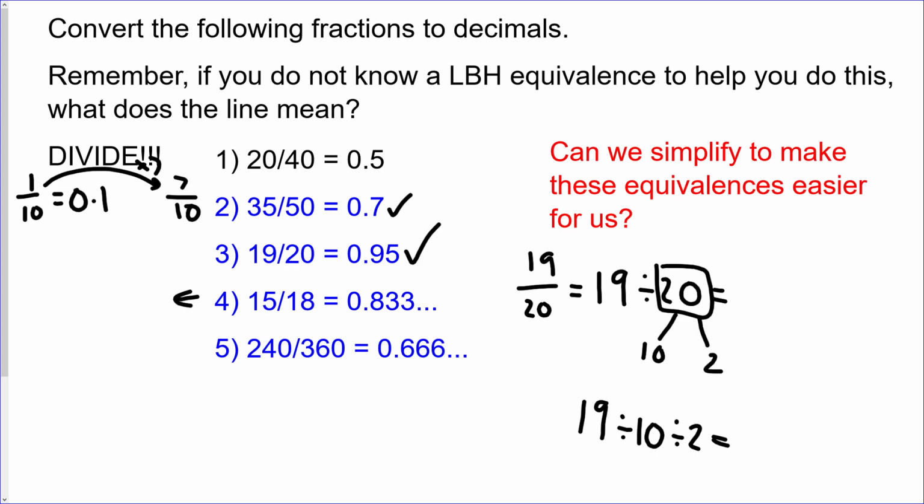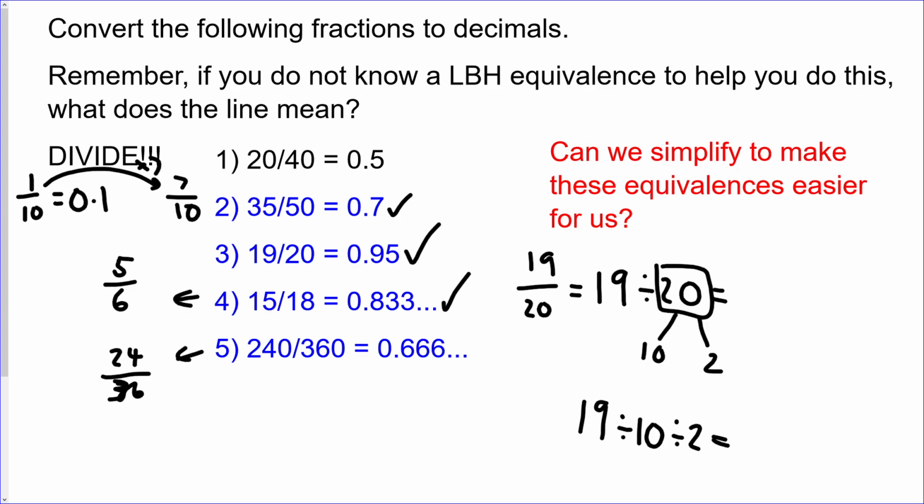15/18ths, both numbers go into the 3 times table, so we should have got 5/6. And then we could have done 5 divided by 6, and we should have got 0.833333, and it will keep going. Number 5, both are in the 10 times table, so we should have simplified to 24/36.